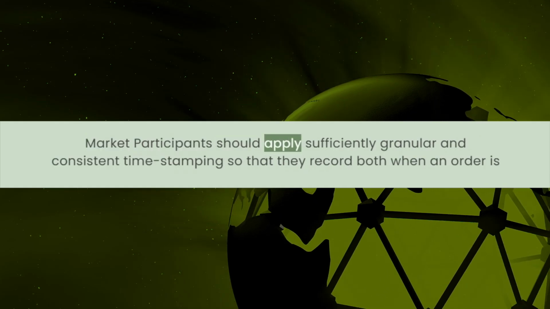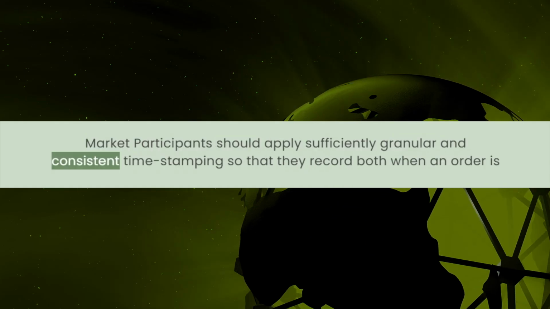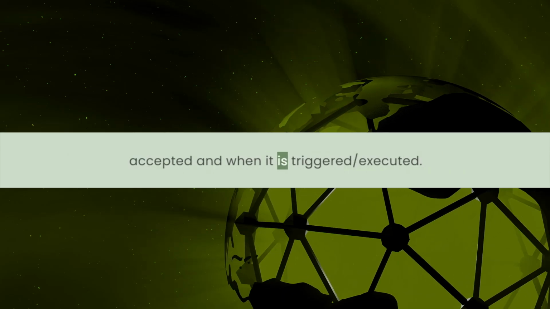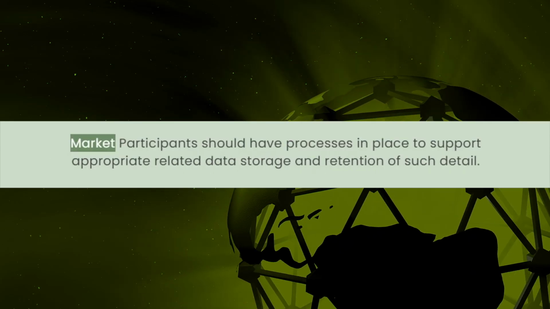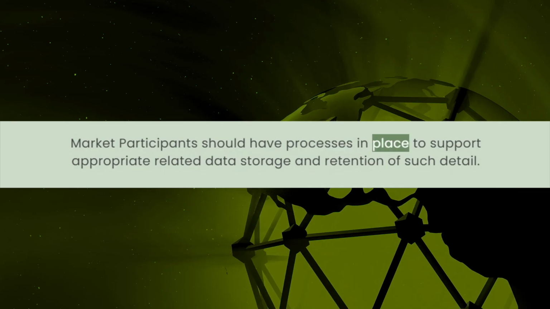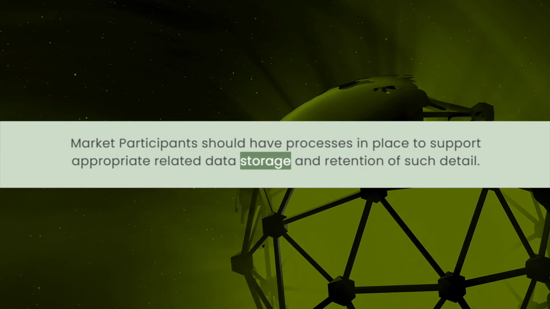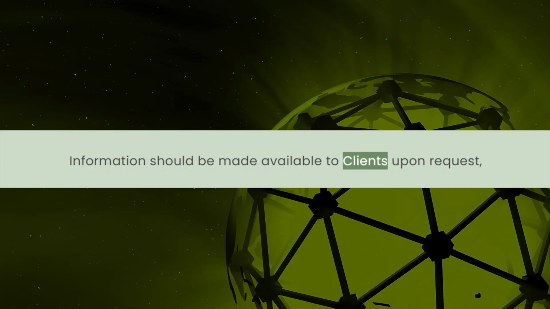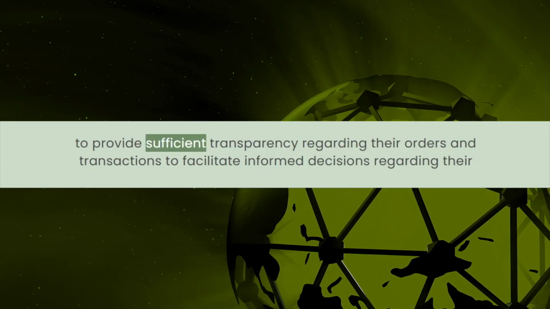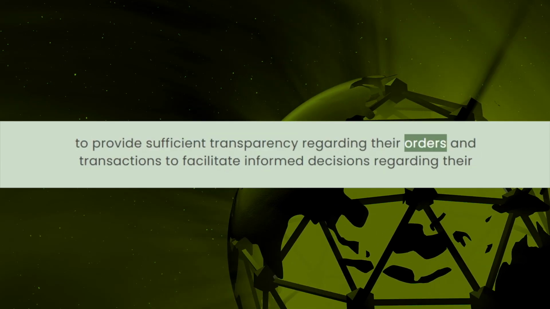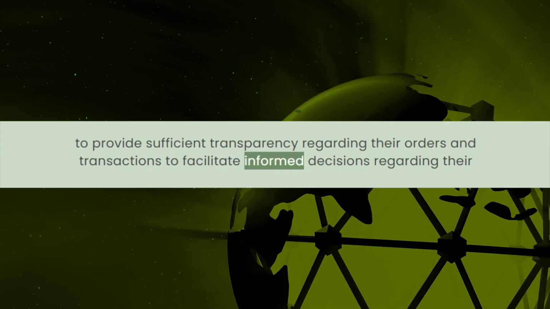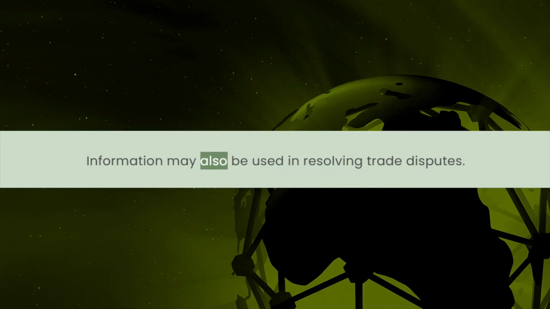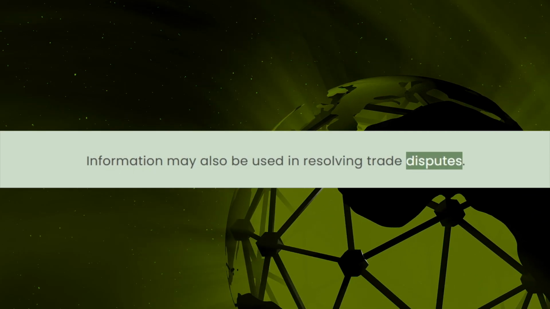Market participants should apply sufficiently granular and consistent timestamping so that they record both when an order is accepted and when it is triggered executed. Market participants should have processes in place to support appropriate related data storage and retention of such detail. Information should be made available to clients upon request, to provide sufficient transparency regarding their orders and transactions to facilitate informed decisions regarding their market interactions. Information may also be used in resolving trade disputes.